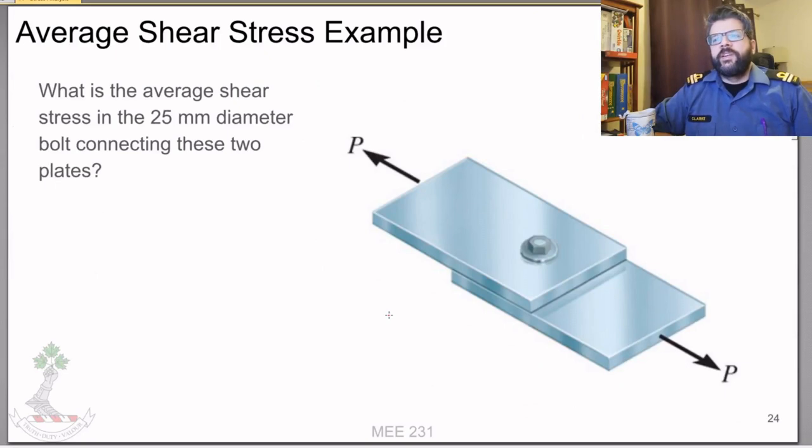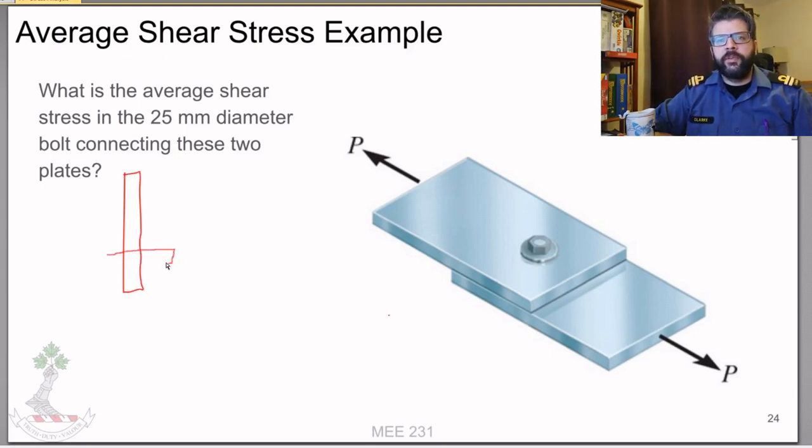So, as an example, if we have two plates and we're trying to pull those plates apart, but we can't because there's a bolt that we connected those two plates with, then essentially what we're going to need to do is draw a little diagram here. So we've got a bolt going through there.